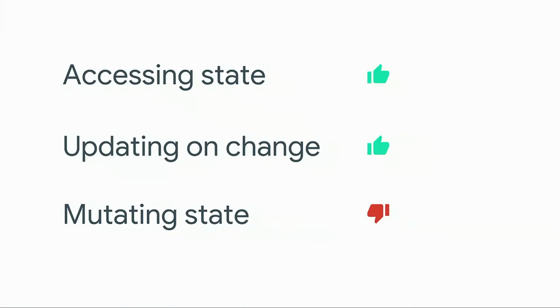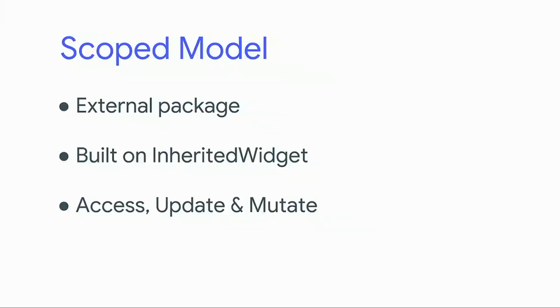My tree at a coarse grain level does rebuild when my state changes, so that's OK. But as you noticed, my state was final. That's not very helpful if you actually want to mutate your state. Now, it's not hard to layer in mutation with inherited widget. It's a bit of boilerplate. So what we're going to do is look at a library called scope model. And scope model is an external package. It's built on top of inherited widget.